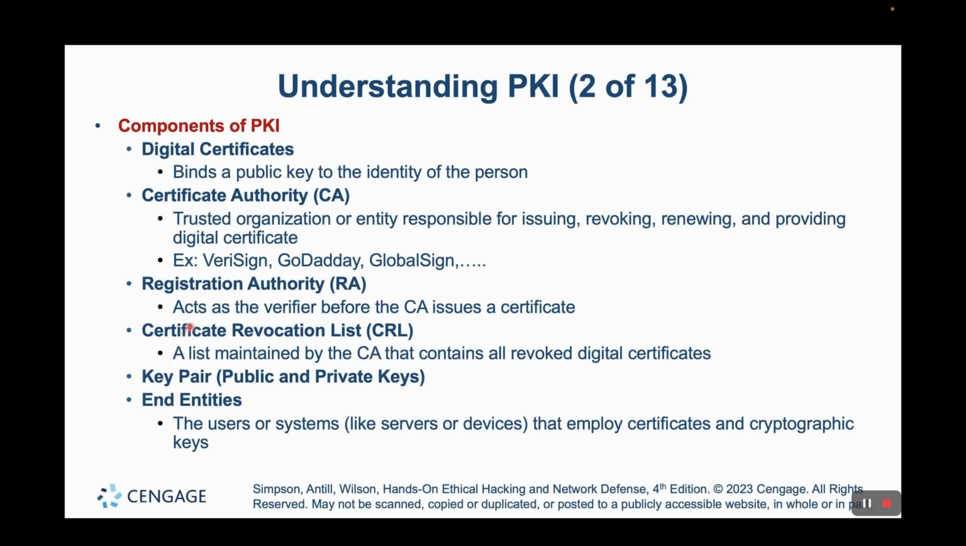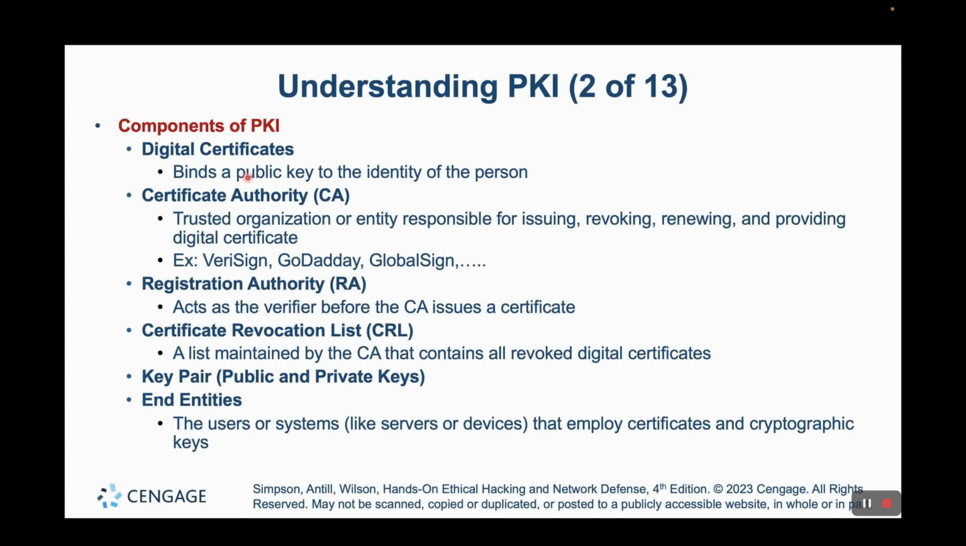Now, let's talk about the components of a PKI. It has several important components here. We need to look at it. The first one is the digital certificate. A digital certificate binds a public key to the identity of the person or entity that owns the matching private key. It typically contains the owner's name, the owner's public key, the expiration date, and of course the certificate serial number, and the digital signature of the certificate issuing authority so that the recipient can verify that the certificate is real.